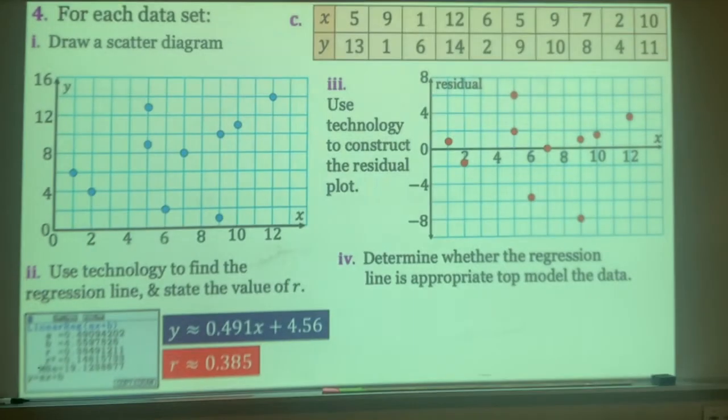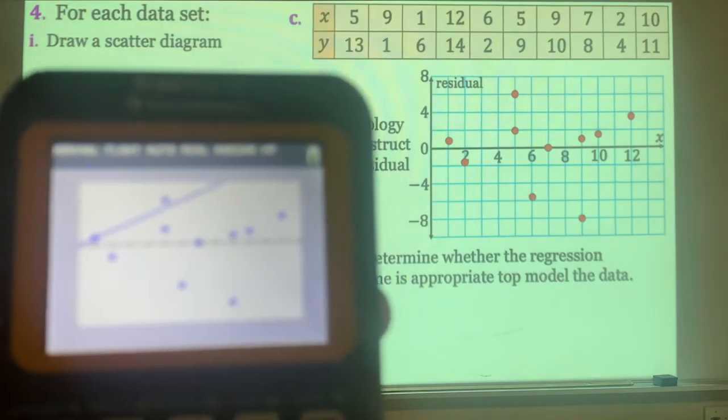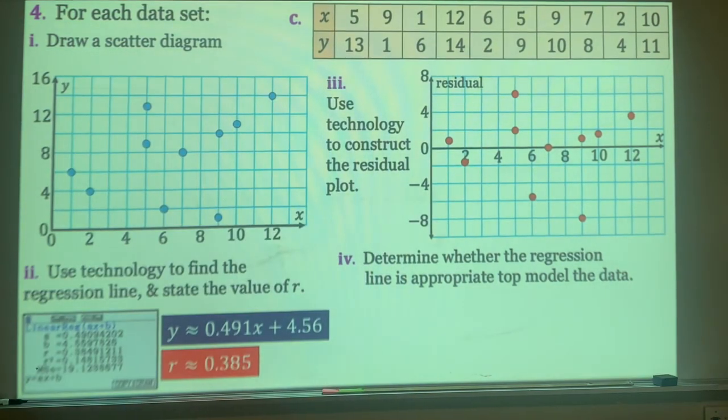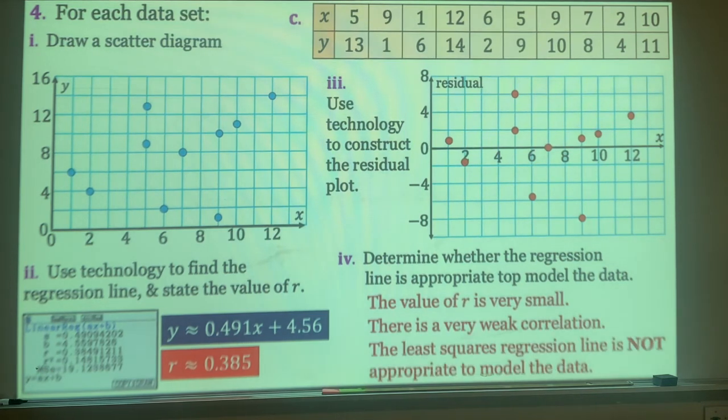Go check it out. Check out my red residuals over there. Got the same thing. Looks like the same thing to me. So I estimated. It's random. So the value of R is very small. Very weak correlation. Least square line is not appropriate.